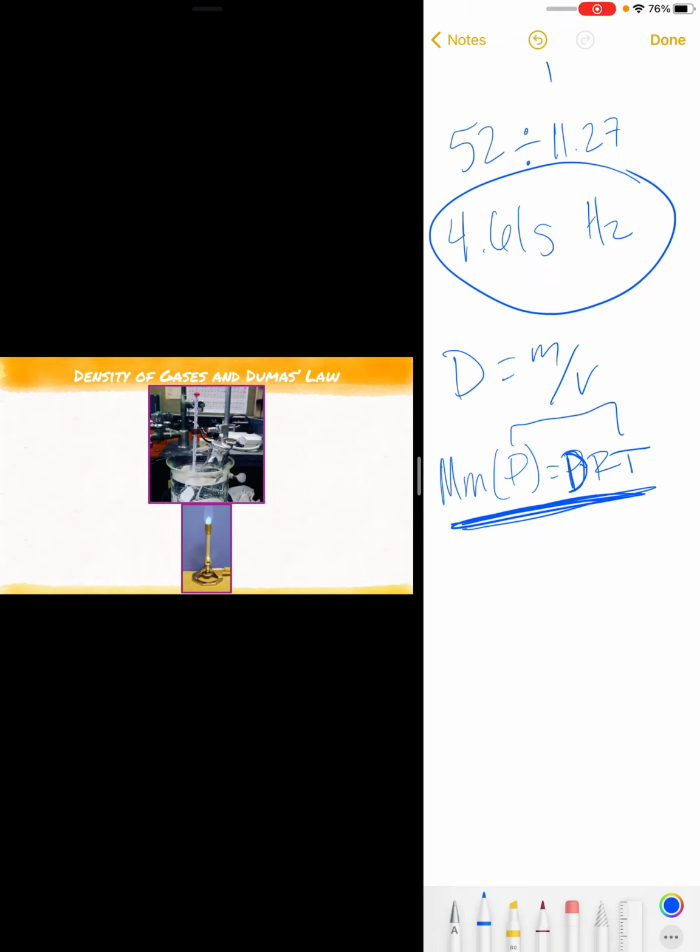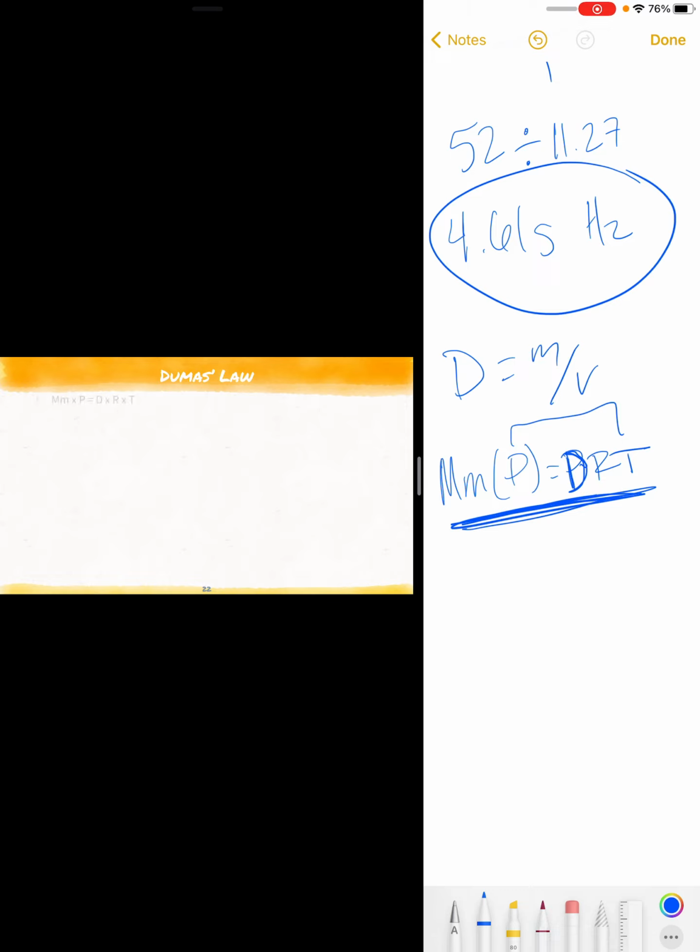So here's kind of what that setup looks like. We may do one of these in class, I'm just not sure yet. Okay, so here's my equation again. It's more useful at times than the traditional gas law equations because it has density in it, which is something that we can easily measure in the lab.